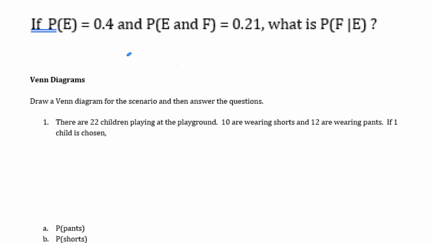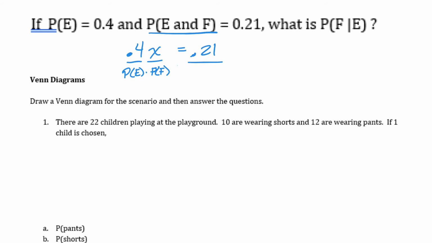The probability of E is 0.4. And the probability of E and F is 0.21. So the way that we find the probability of F is, remember, we get this by multiplying the two numbers together. Probability of E times the probability of F equals the probability of E and F. So we set our formula up to multiply the two. This is probability of E. This is the probability of F.